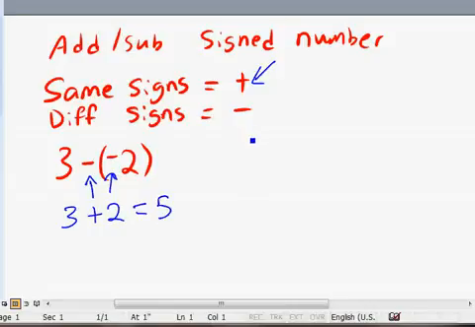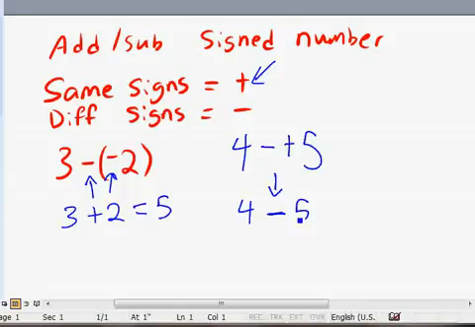Another example. What about 4 minus positive 5? Again using the same rule here, look at the negative and the positive sign. Are they the same or different? In this case, they're different, so you can rewrite those two signs with a minus, and it's just 4 minus 5.